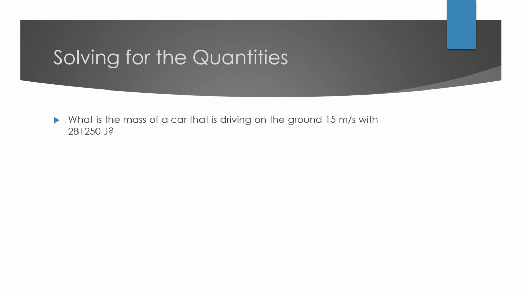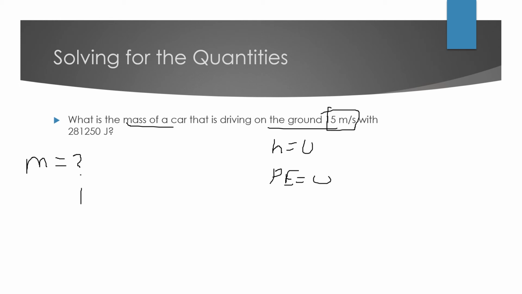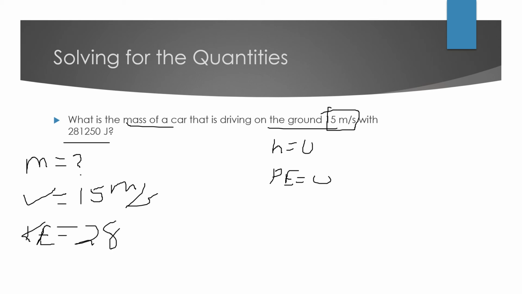Okay, so what is the mass? Again, we're looking for a mass, so this could be PE or KE. We don't know yet because mass is in both. Driving on the ground, height 0, PE 0. 15 m/s, velocity, not too bad. And that means the energy here is kinetic. You don't have to say that, you just have to know it. So I can just go ahead and do the math and figure this out.